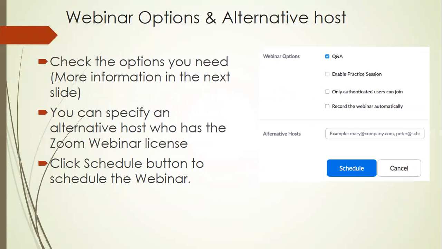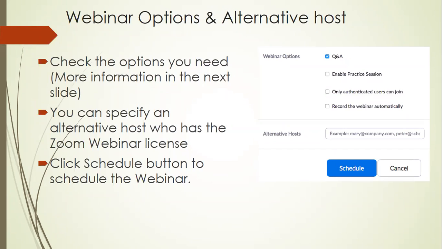When we continue the form, in this next section we have webinar options. There are 4 main options, and I'll explain what these 4 options are in the next slide. Then at the end you can find the schedule button. After specifying the options that you require for your webinar, you can click schedule.